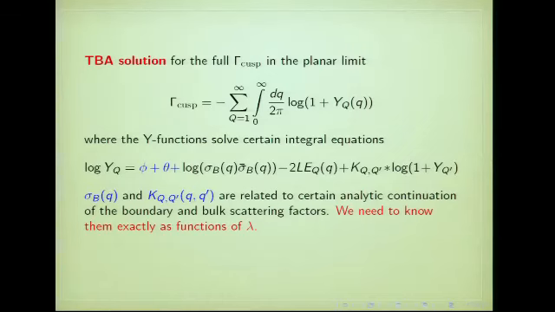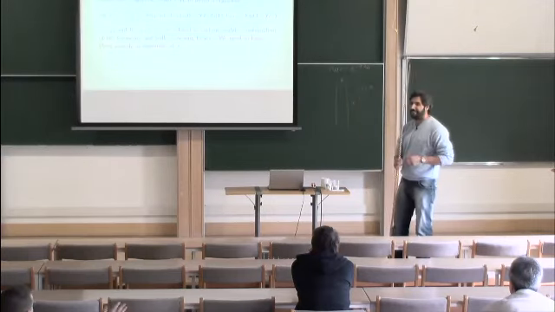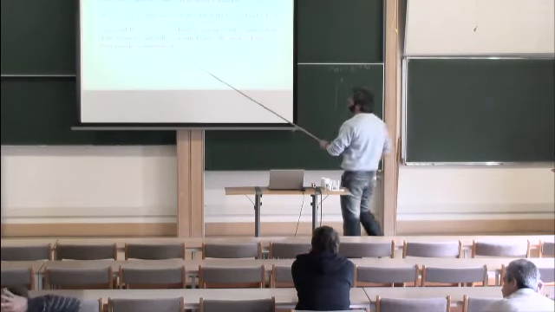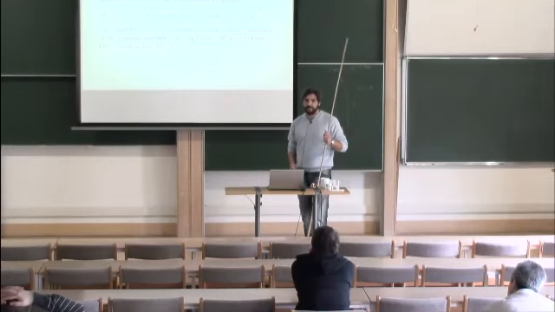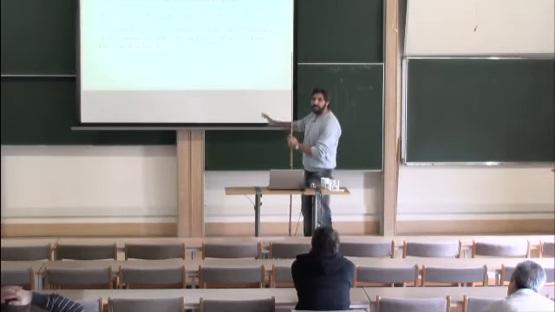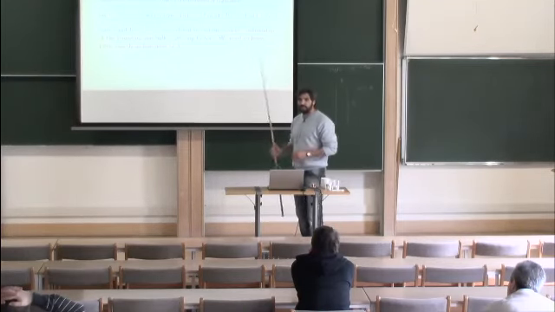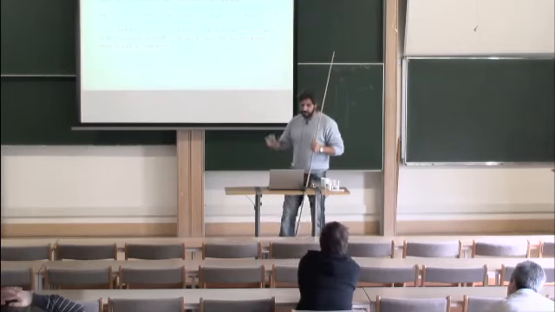TBA for the spectral problem involves a sum over some funny set of states. Oh yeah, that's what this schematic is. I will show you. The idea is something like this. Of course you have many more Y functions than this, but this is just a schematic so far.